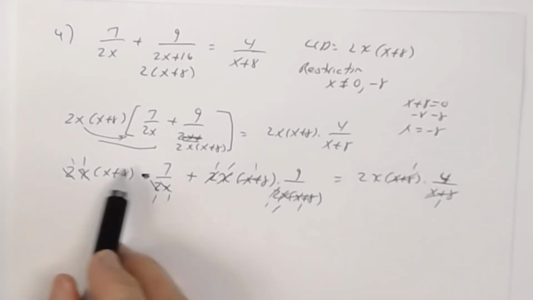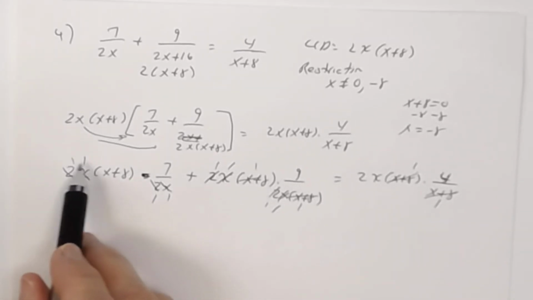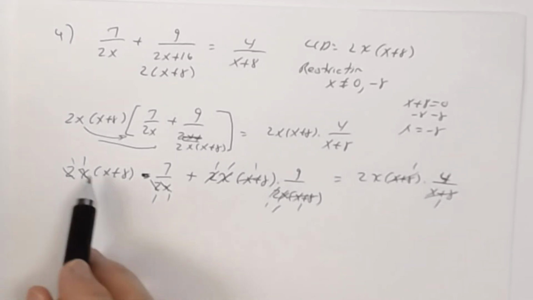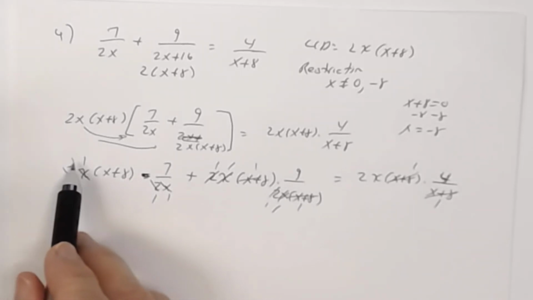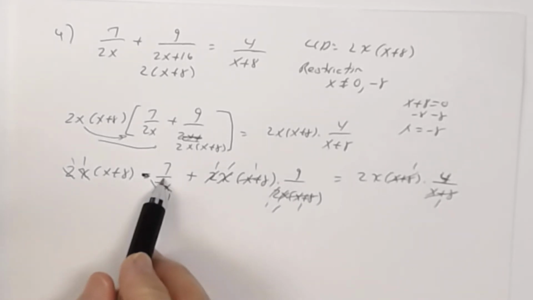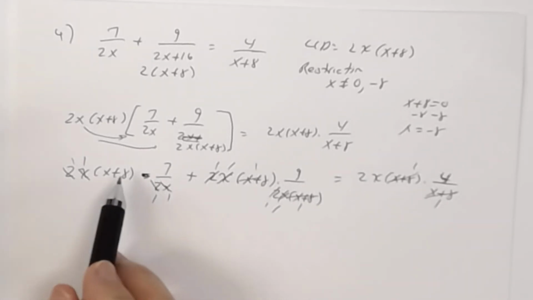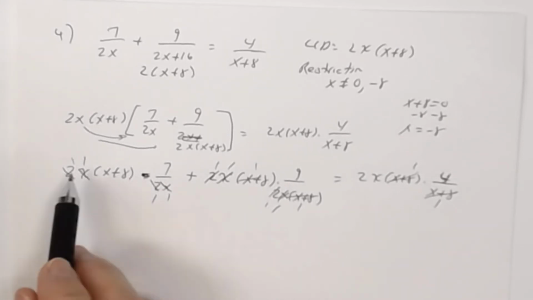Now be careful on this side. This is 1, see 1 times 1, right? So 1 times 1 is 1. Now remember, multiplication is commutative. You have 1 times x plus 8 times 7. See that? So multiplication is commutative, meaning that the order in which you multiply does not matter.